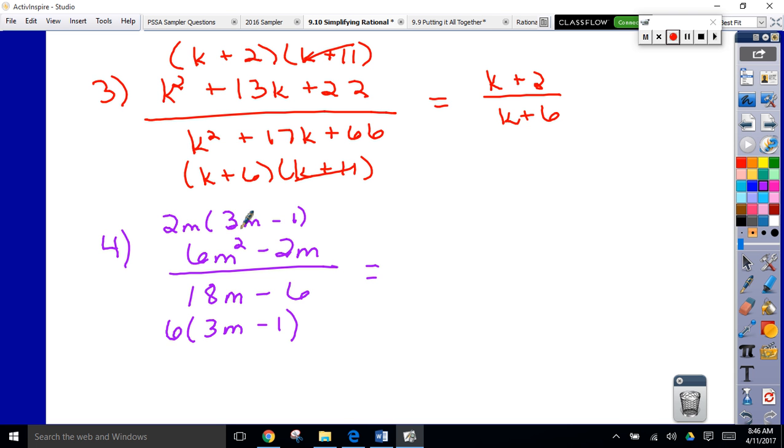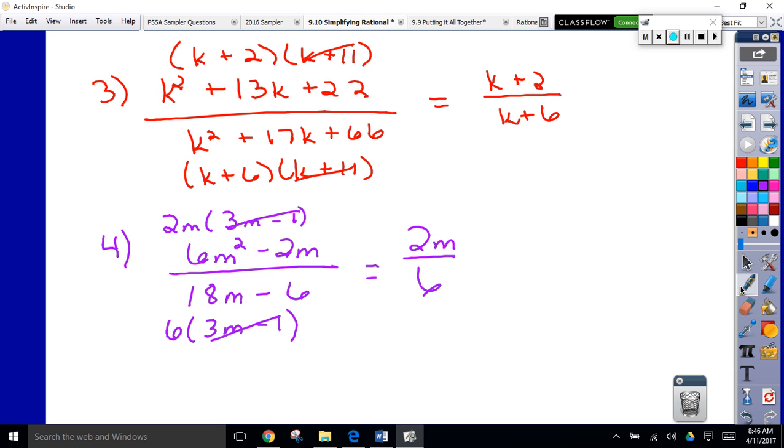Yep, 3m minus 1. What will we be left with? What's that? Not just 2 over 6, 2m over 6. Now, on this example, we are not finished. What can we do to 2m over 6, Lacey? I was going to say you can reduce it. We can reduce it.